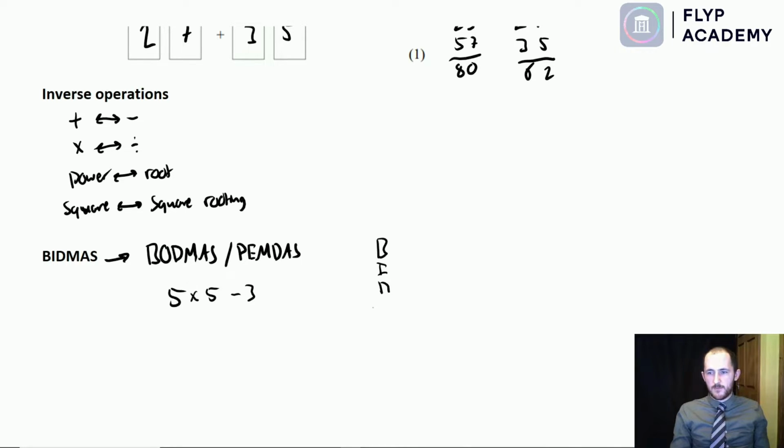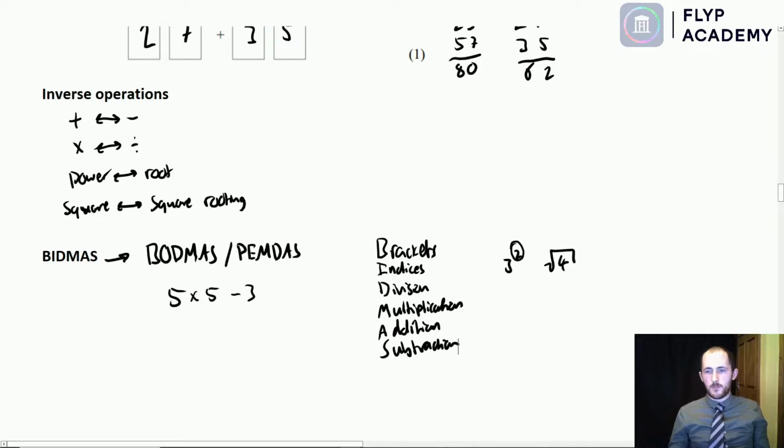So let's write it out. B is for brackets. So if you ever see a bracket in a calculation, you do the bracket first. Then you do the indices. Indices are things like 3 squared. So if anything has a power, that's an indice. Or if it has a square root, that also counts as an indice. D is for division. M is for multiplication. A is for addition. S is for subtraction.